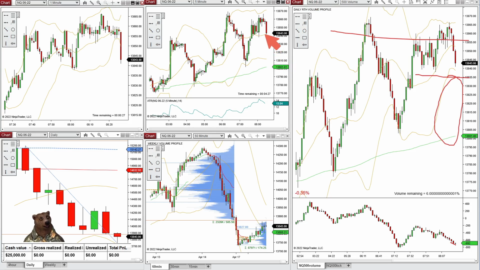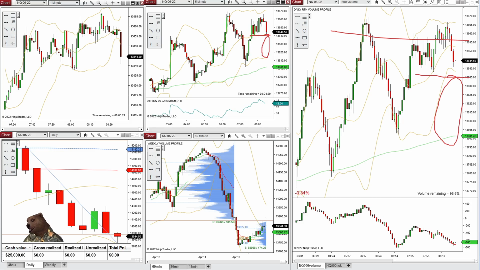We can also see here the 20 SMA on the 5 minute. I think that this would probably break and fall back down into here, but I'm not going to take it because the market's going to open in 5 minutes and it's tricky to trade pre-market.